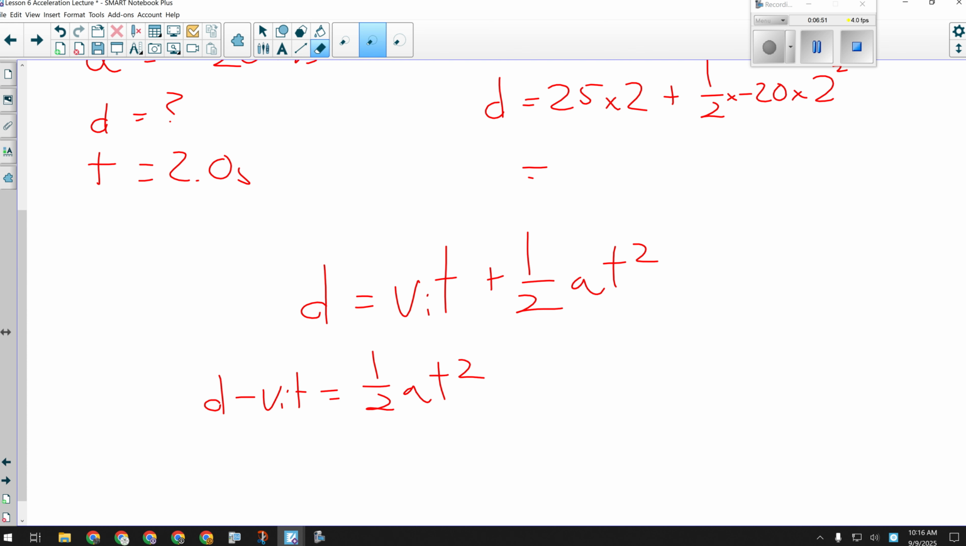I want A by itself. What do I have to do? The half and the T squared. Right now they're being multiplied. I need to divide. Yeah, do the opposite. So I divide both sides by 1/2 T squared. Those are going to cancel. I'm solving for A. Just algebra. You're going to have to flex those muscles now. You probably haven't used them for a while, but you're going to use them a lot here. Now I'm solving for A.